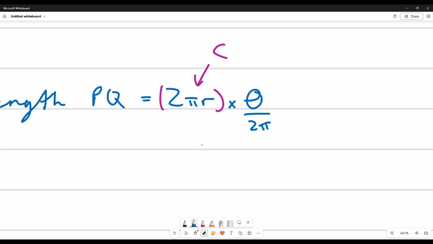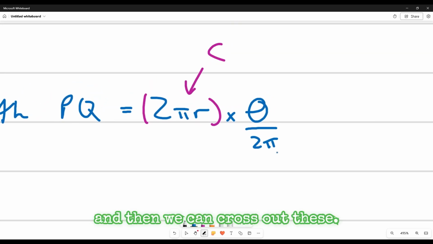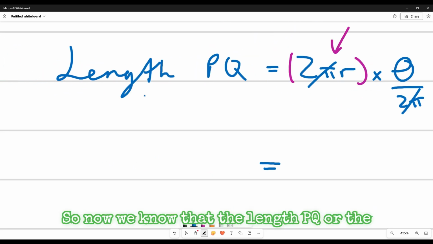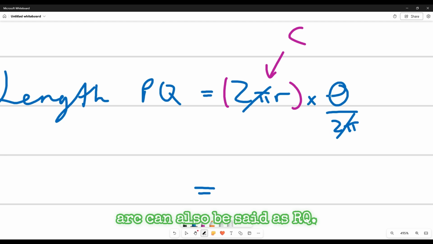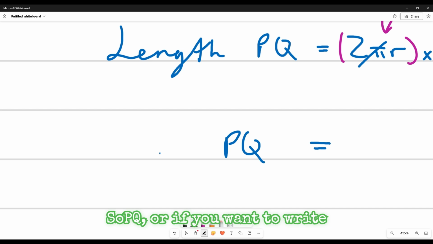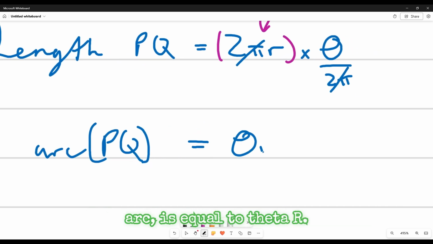So 2 pi here. And then we can cross out these. So now we know that the length PQ, or the arc, if you want to write arc, is equal to theta r.